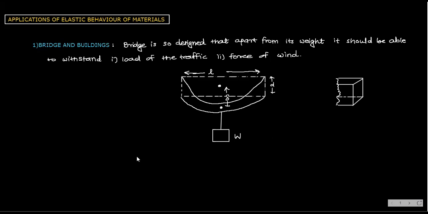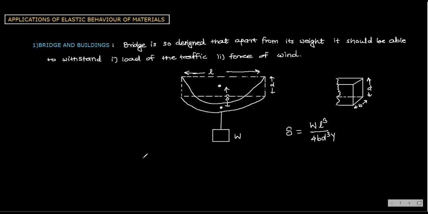For this column, this is depth D, and this is breadth B. If you want to find this displacement, then delta is equal to W L cubed divided by 4 B D cubed Y. L is the length, W is the load, B is the breadth, D is the depth, and Y is Young's modulus.